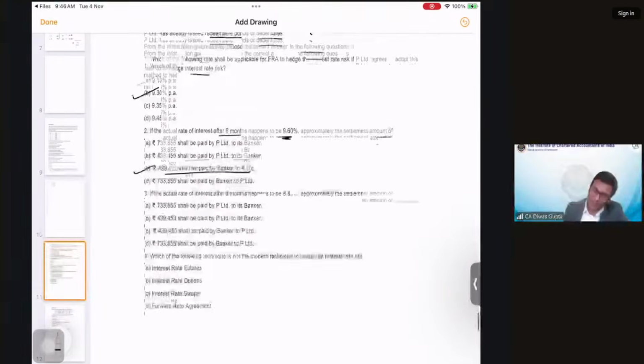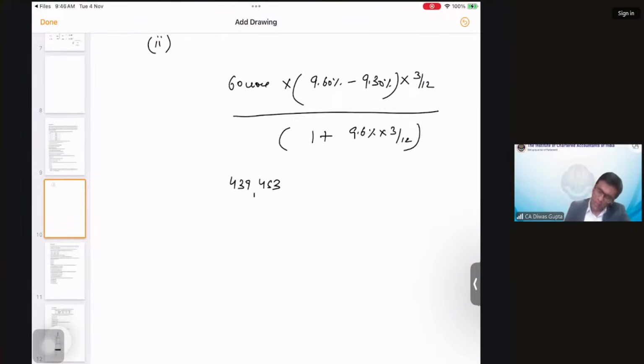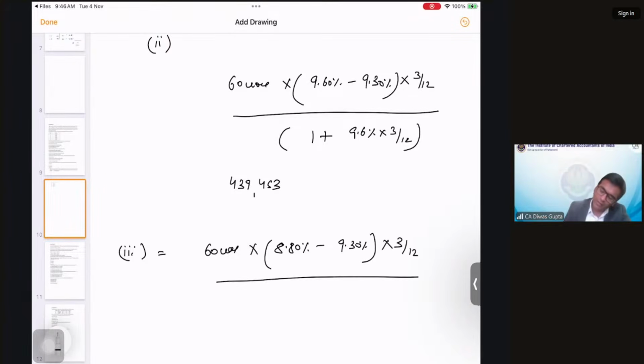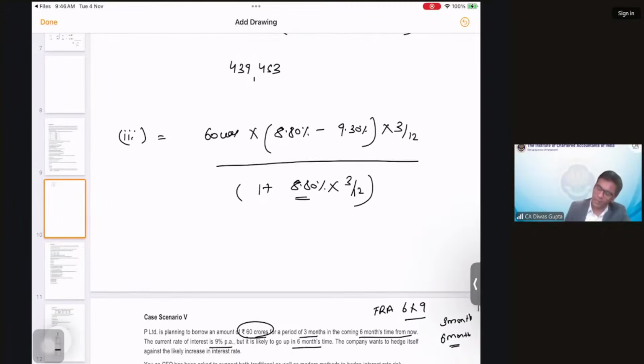Clear? Then, if the actual rate of interest after 6 months happens to be 8.8, it has come down, right? So, the third case, 60 crores into 8.8% minus 9.3%, which was the forward agreed rate, over 1 plus, again we always take here, students, the actual rate. So please do remember, we have to take the actual rate to do the present value here. Okay, so the amount comes out to be 733,855.